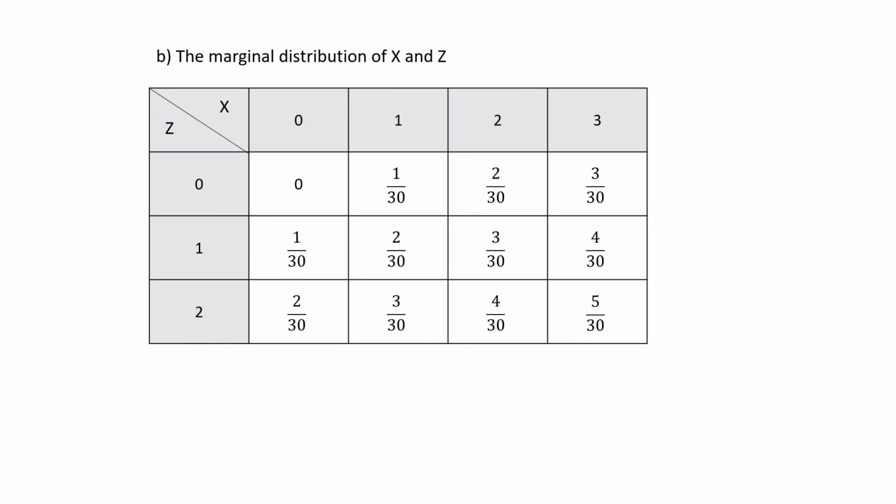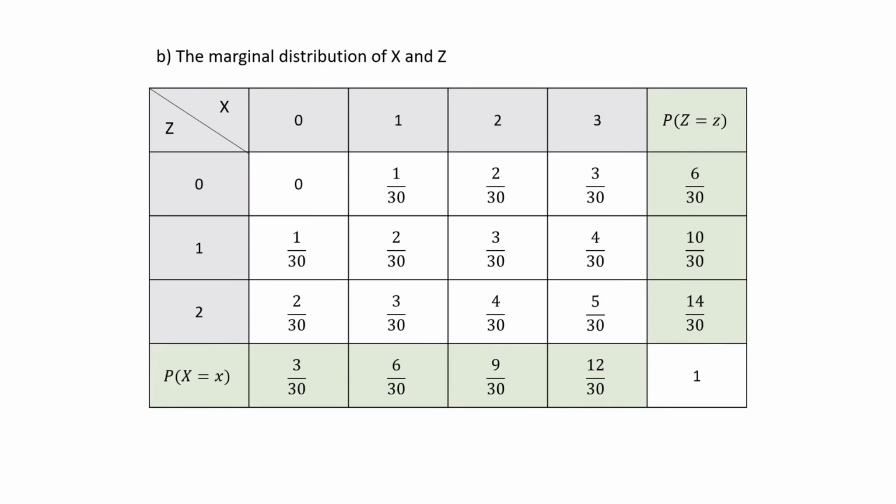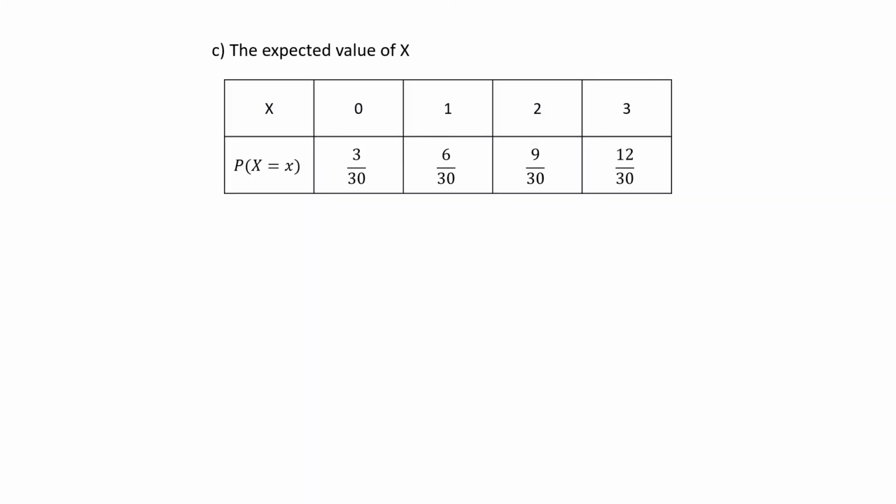Next, for question B, we are asked to find the marginal distribution of x and z. Referring to the table, to find the marginal distribution of x, we will have to calculate the sum vertically for each column. Meanwhile, to find the marginal distribution of z, we will have to calculate the sum horizontally for each row. Thus, these are the marginal distributions of x and z.